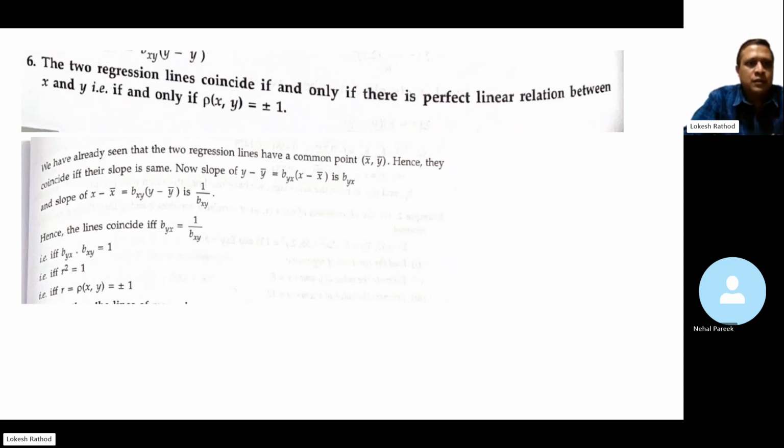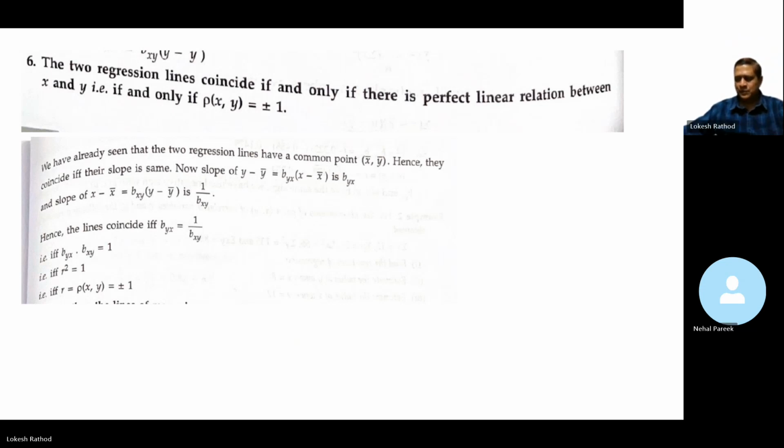Next property. Two regression lines coincide, meaning one line is on top of the other line, only if there is a perfect linear relationship between x and y. That is when r is equal to plus or minus 1. Are you getting? So this also you noted down. Two lines coincide if r is equal to plus or minus 1.